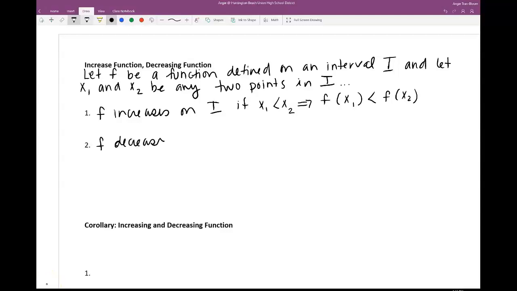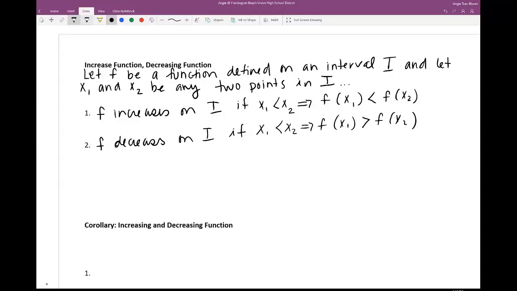And f decreases on I if x subscript 1 is less than x subscript 2, but f of x subscript 1 is greater than f of x subscript 2. Okay? So what that means is x1 always goes before x2. That's all that is, okay?